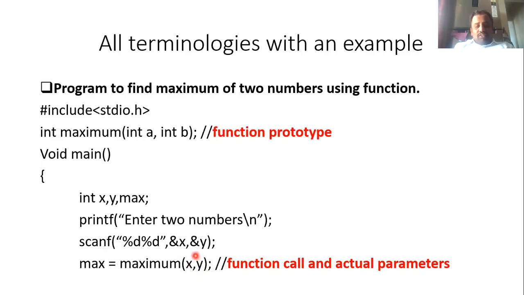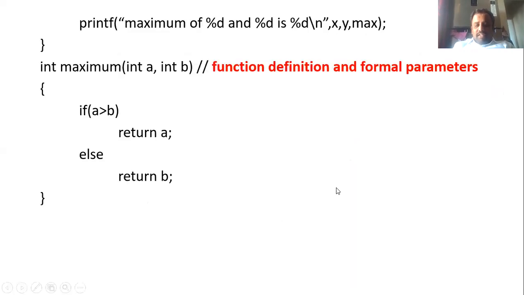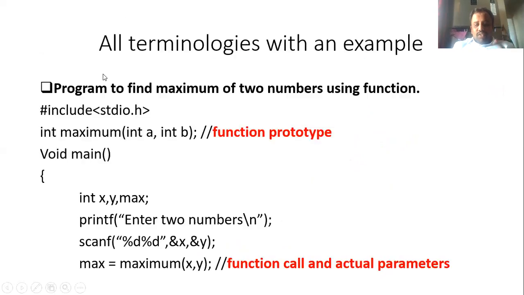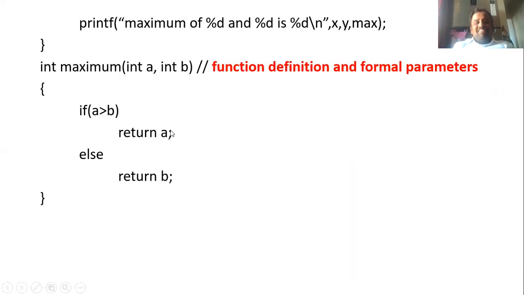So coming to here, memory is already allocated. Maybe x is located at the 1000 location and y is located at the 1004 location, with x having the value 5 and y having the value 10. Once we have that, we move directly to where the function is defined. The previous one is what you call a calling function, and this one is what you call a called function.